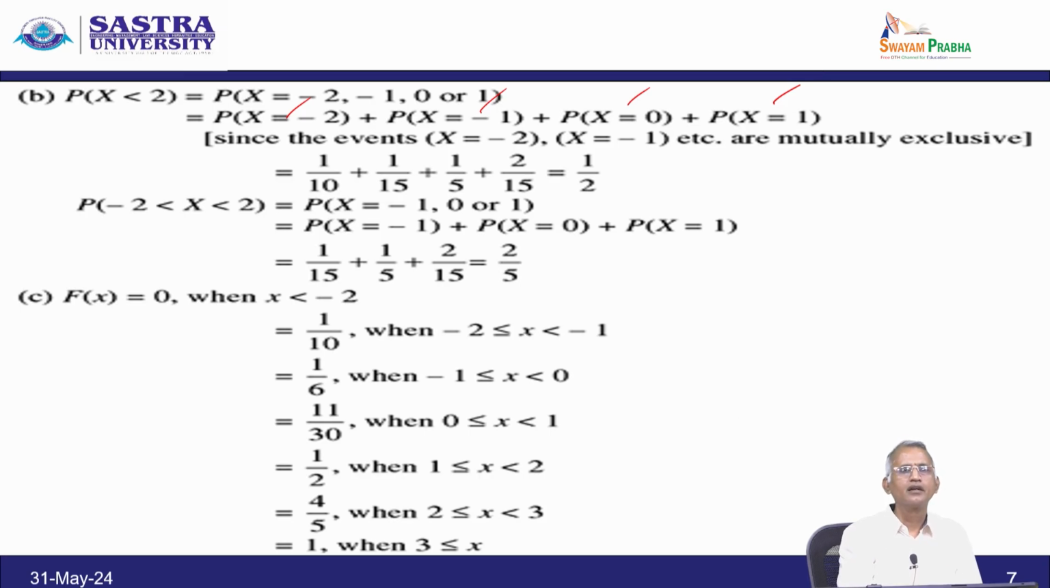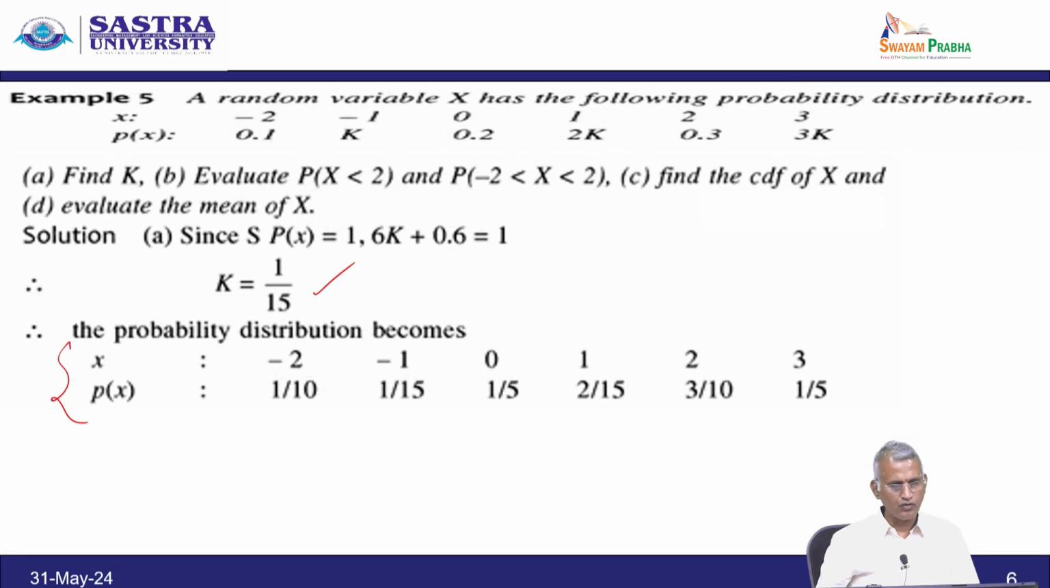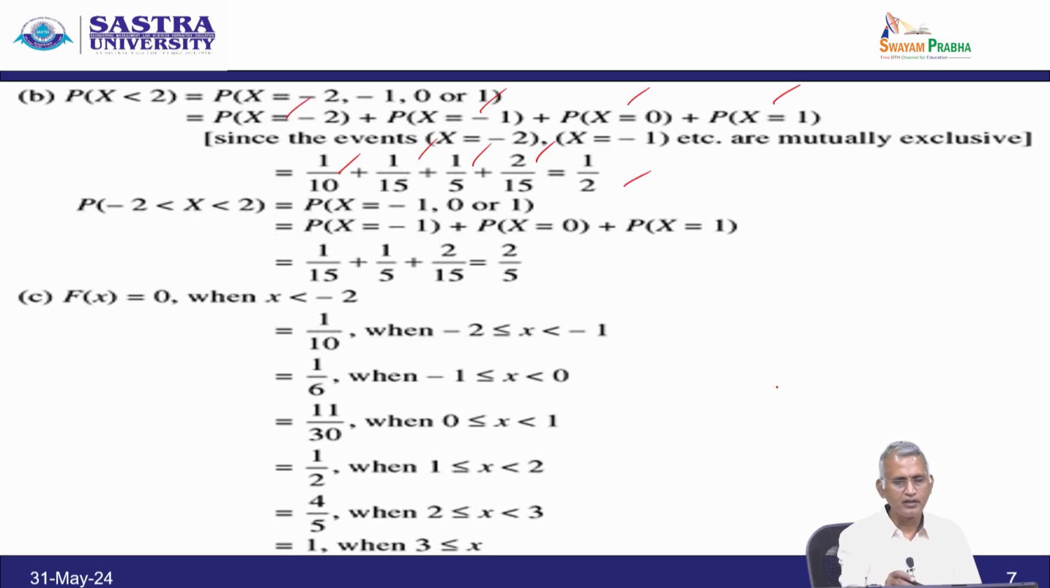Here x equal to -2 and x equal to -1 are mutually exclusive. Therefore, the corresponding values are 1 by 10, 1 by 15, 1 by 5, 2 by 15. So, simply add them, because we found out the values for -2, -1, 0, 1, 2, 3, the corresponding entries are also found. Simply substitute here so that you can get the value.